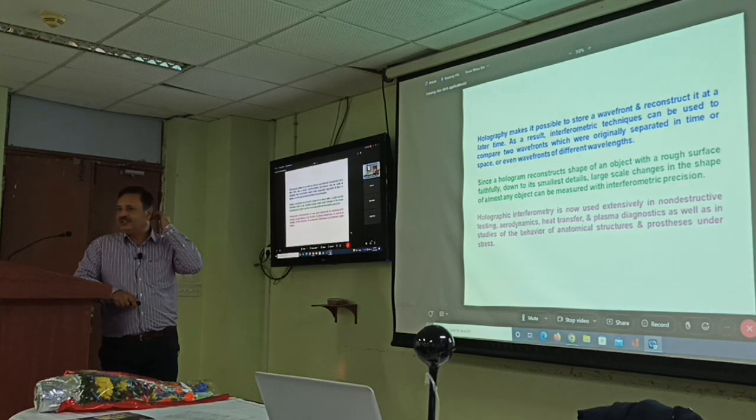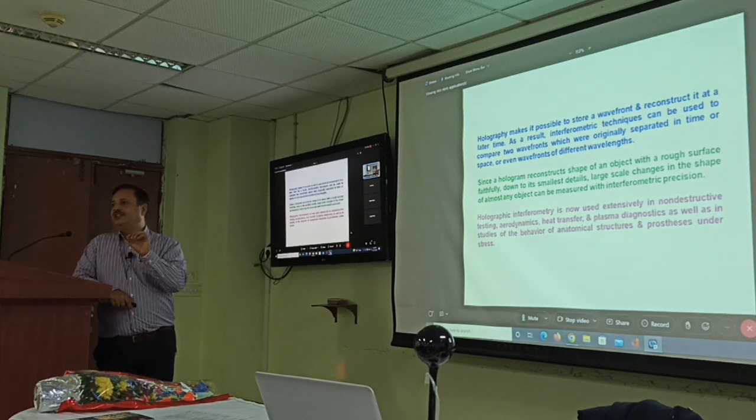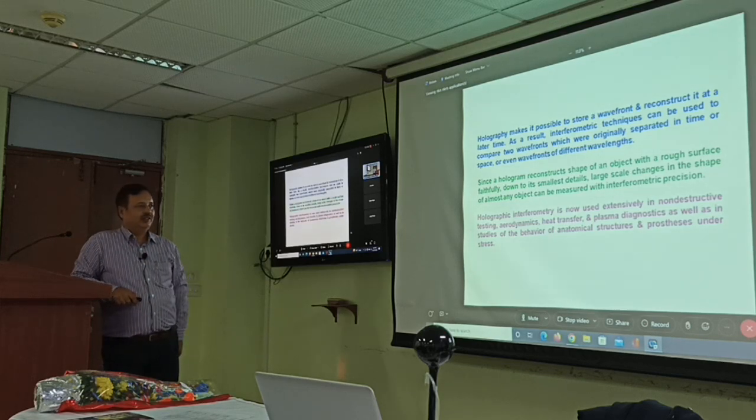What does non-destructive testing mean? It means when you are testing or measuring something, you are not altering the object. The object is not touched. You are simply throwing the light and measuring that, so you are capturing the scattered wave. So non-destructive testing, aerodynamics, heat transfer, plasma diagnostics, as well as studies of the behavior of anatomical structures and prosthesis under stress. These are the various applications where it can be used.